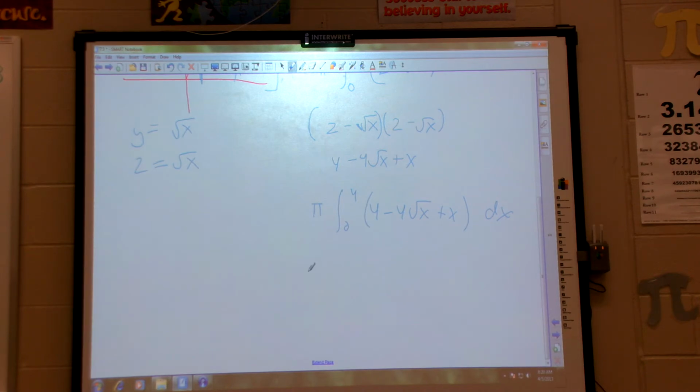So when I take my antiderivative, what is my antiderivative? 4x. Now that one over here is negative 4x to the 1/2. So when I add 1 to the power, I'm going to get x to the 3/2. Better take negative 4 divided by 3/2. Negative 8/3. Plus 1/2 x squared. From 0 to 4.